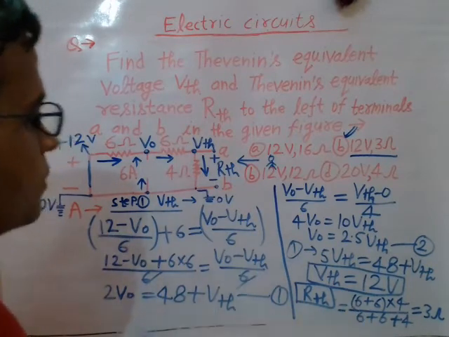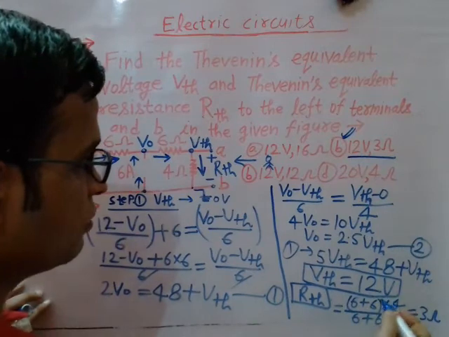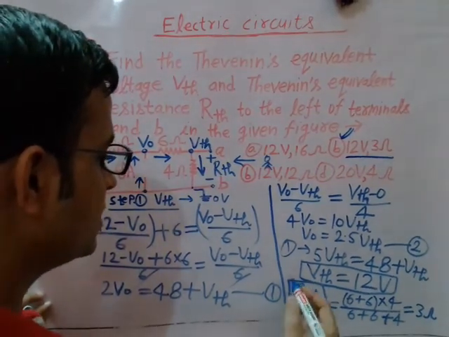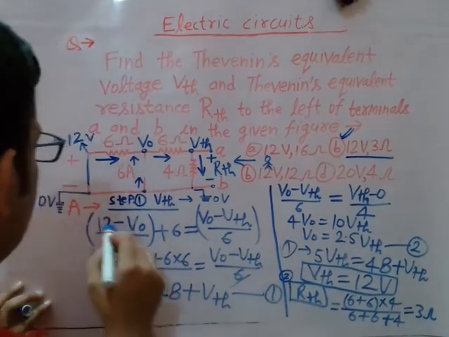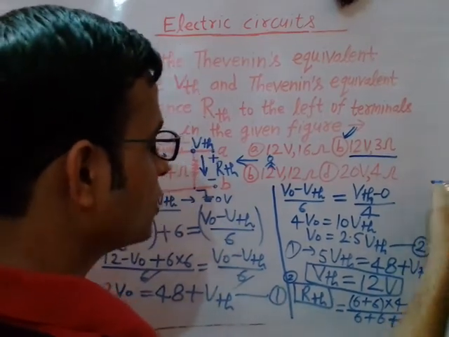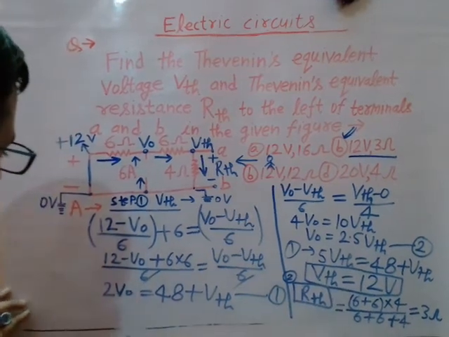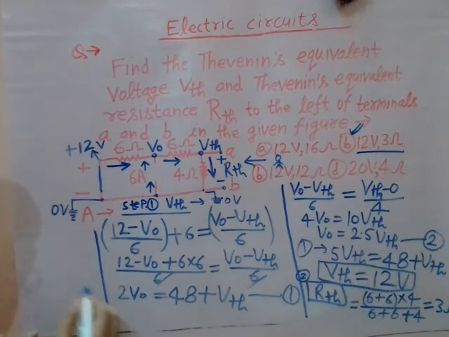VTH is 12 volt. So if he asks you to draw the Thevenin's equivalent circuit in step number 3, see, calculation of RTH is step number 2, right? Calculation of VTH is step number 1. Now step number 3 is to draw the Thevenin's equivalent circuit. So in order to draw the Thevenin's equivalent circuit, I think this is visible to you. Here I am going to draw Thevenin's equivalent circuit.